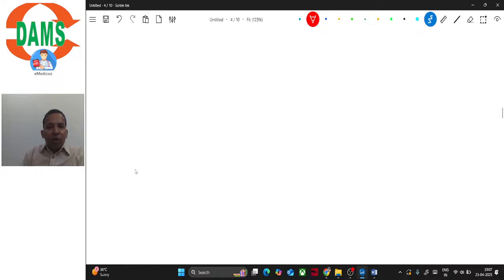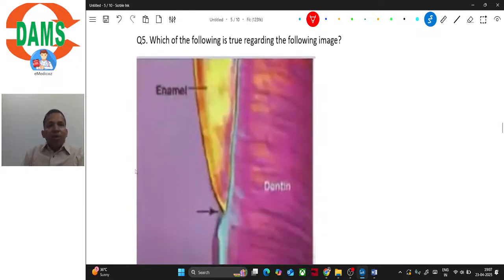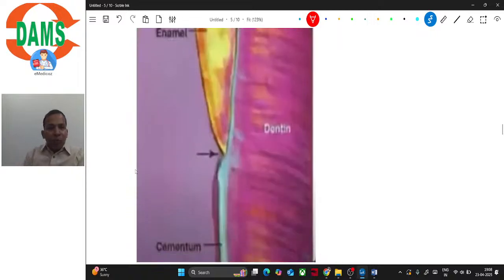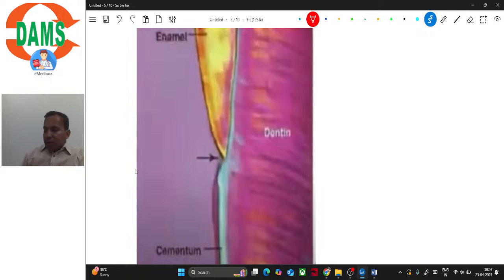I hope everyone's answers were correct, because these questions look relatively easy. So which of the following is true regarding the following image? So this is a polarized image. This is a polarized image, isn't it?